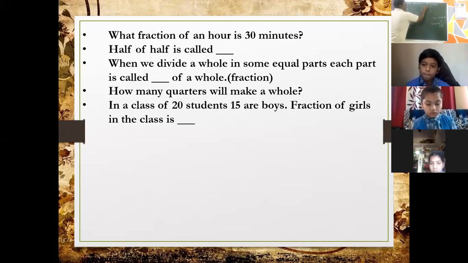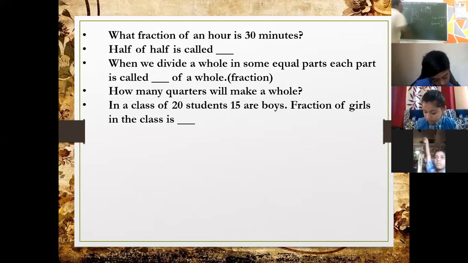Similarly, this rectangle. This is half and this is again made into halves. The same thing we can do here. So this portion will be 1/4. Half of half is 1/4.